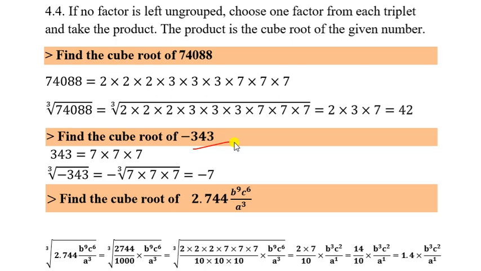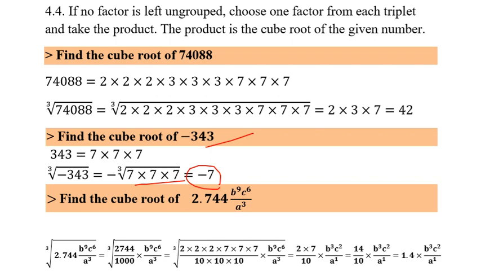So for a negative number, in the same way, first you have to factorize: 7 into 7 into 7. And for a negative number, first you have to write this. This is the first step. You have to explain in this way. Then this negative sign you have to write outside of this cube root. Then you have to write all the factors, 7 into 7 into 7, and for 3 times 7 we'll get 1 time 7. Minus 7 is the answer for this. Cube root of minus 343 is minus 7.